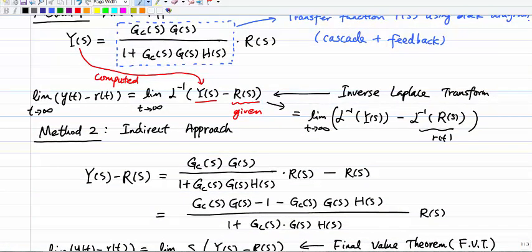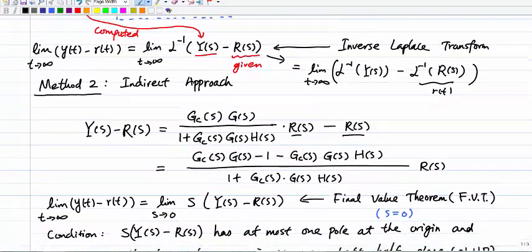Okay, so for the indirect method, we do the same thing. We compute Y(s) minus R(s). We do the same way, and Y(s) is again given by what we computed over here. So once we have that, we can merge them together, and we end up with this. You sort of have this term minus 1. So it's the denominator, and the numerator minus the denominator as a new numerator, divided by the denominator here. So this is Y(s) minus R(s).